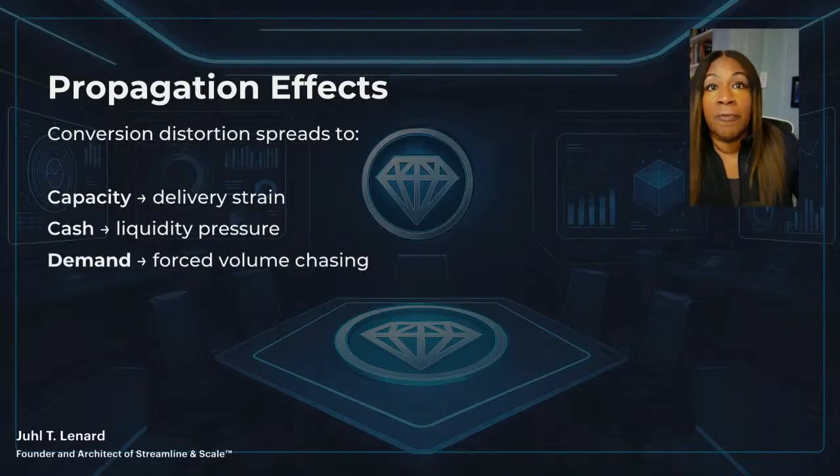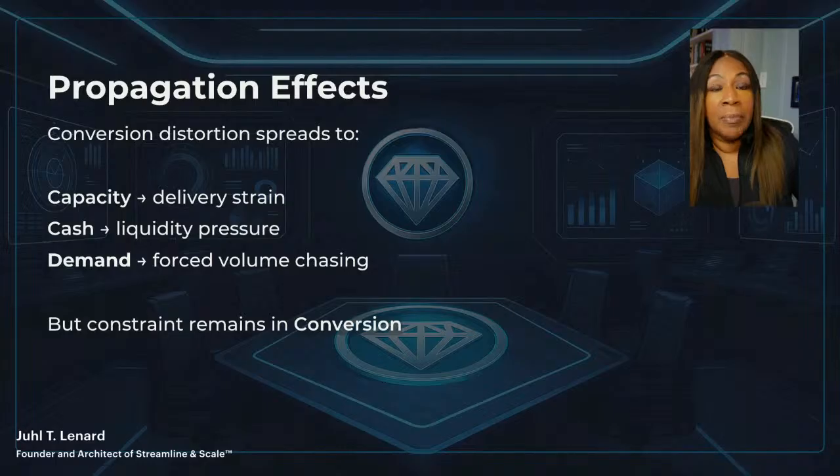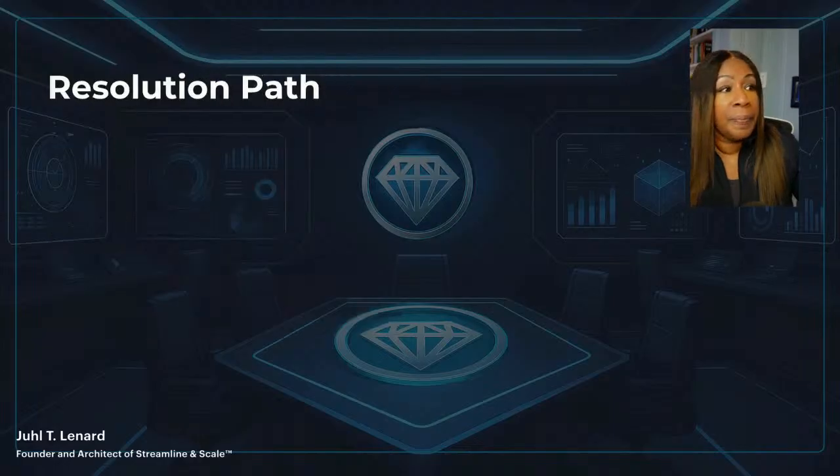Demand is forced volume chasing. Like we're chasing more volume, and we're really amplifying what's distorted. But the constraint is still in conversion, even though there are impacts downstream in other domains. Until the constraint in the conversion domain is addressed, there will still be distortion during scale.